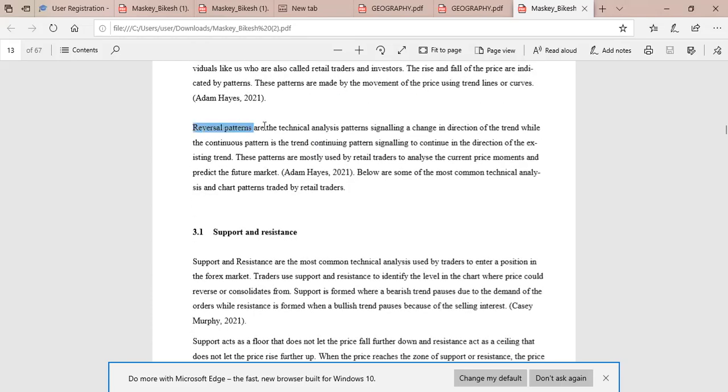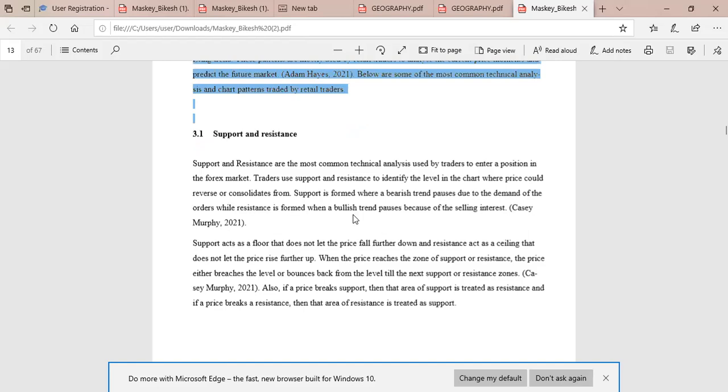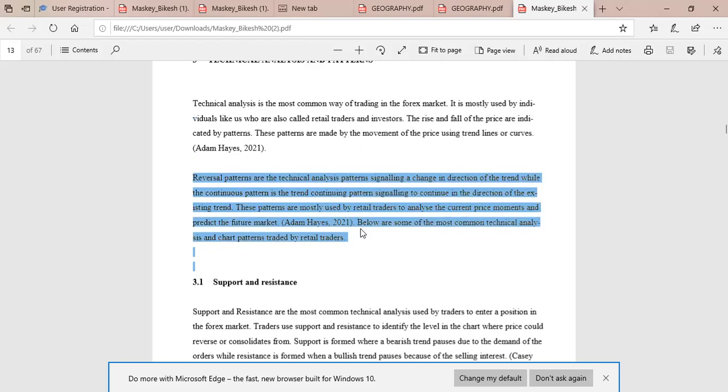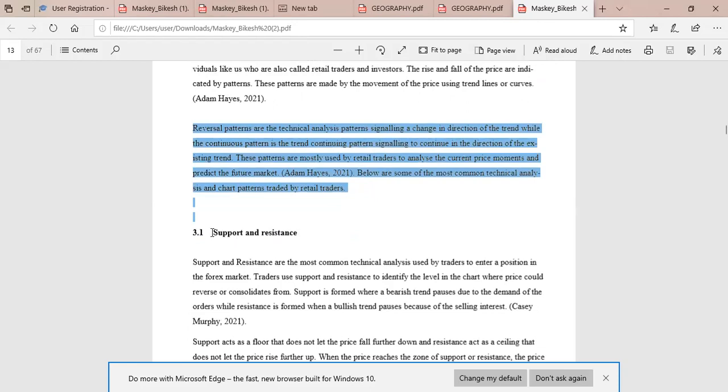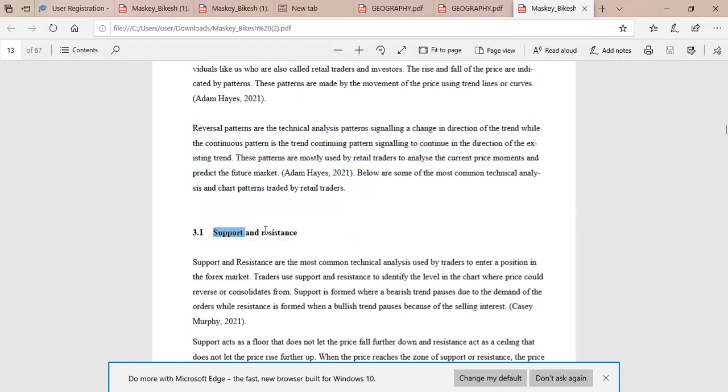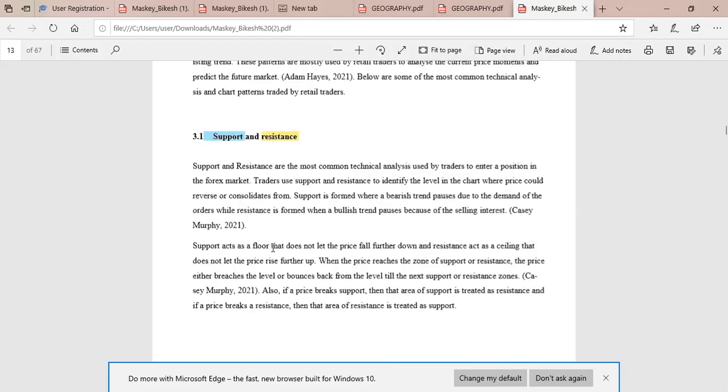So you have other ones, you have reversal patterns. But for our own beginning stage, we'll first learn what is called support and what is called resistance. And you'll be taught what to do when price is at support and when price is at resistance, what you do at these two places, and how you know which is a support and which is a resistance.